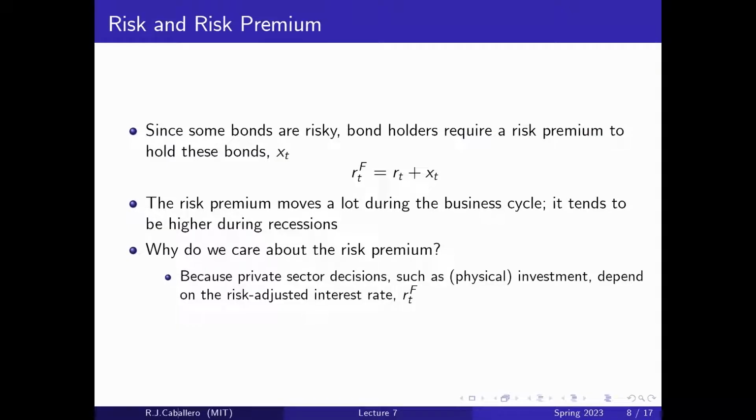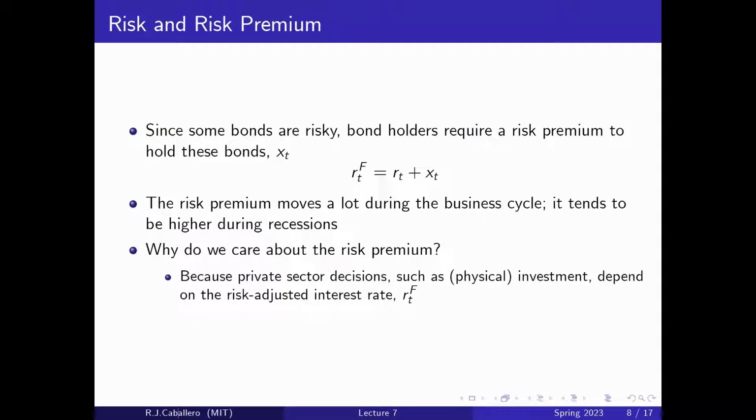Now, the point, and what is important, is that this risk premium moves a lot over the business cycle, especially when you have a financial crisis. People really want to run away from risk. And so it tends to be higher during recessions, especially when recessions are caused by financial crises and things of that kind. Now, why do we care about the risk premium?